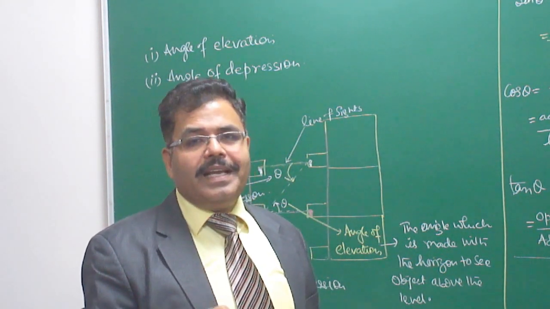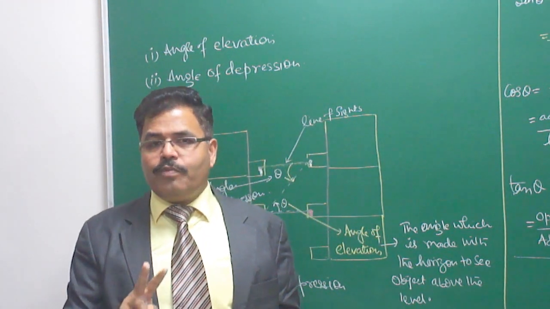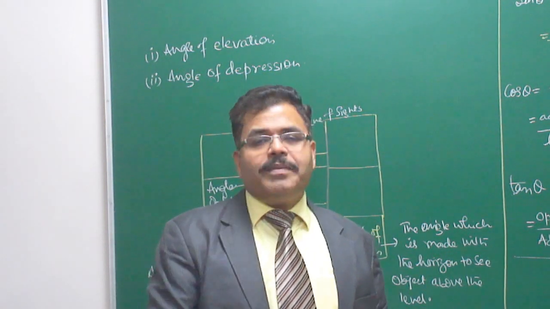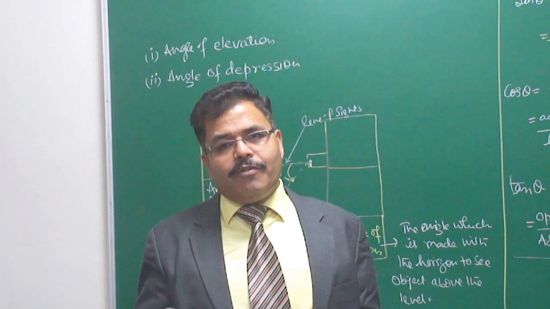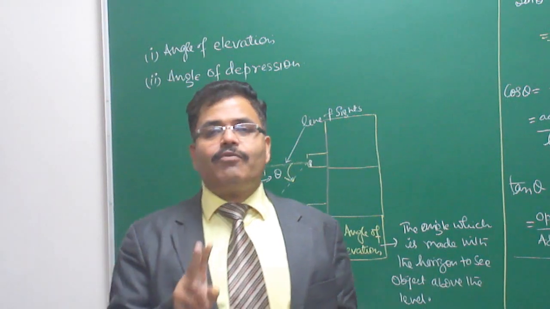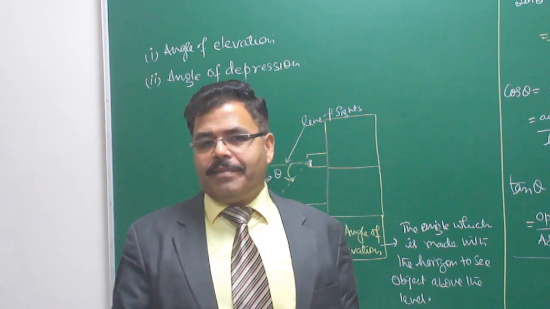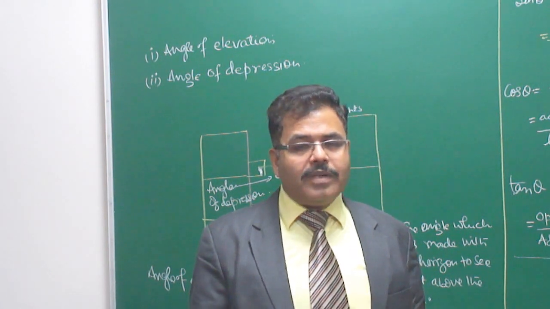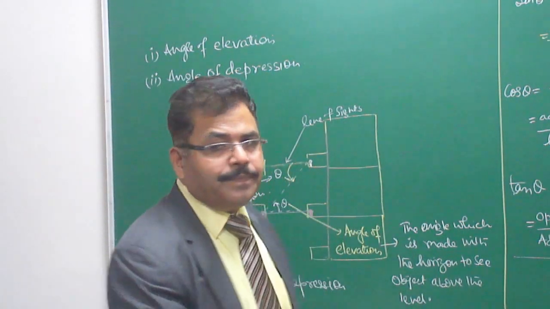I hope it is clear what angle of elevation and angle of depression are. If these two points are clear, then you will be able to understand the question: what would be the position of the observer, and what he wants to see. Then it will be very convenient to draw a diagram, and you will be able to analyze questions in quick seconds. I hope these two points are very clear to you, right? So let me discuss one question.